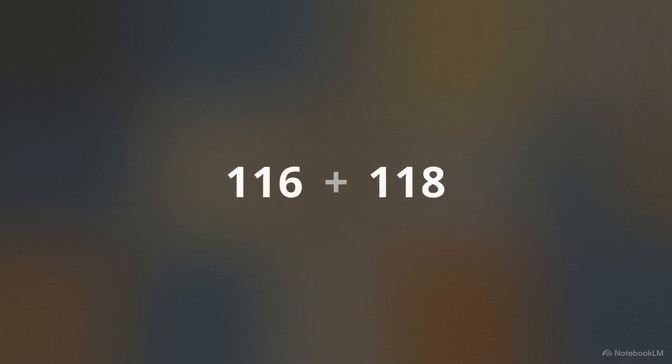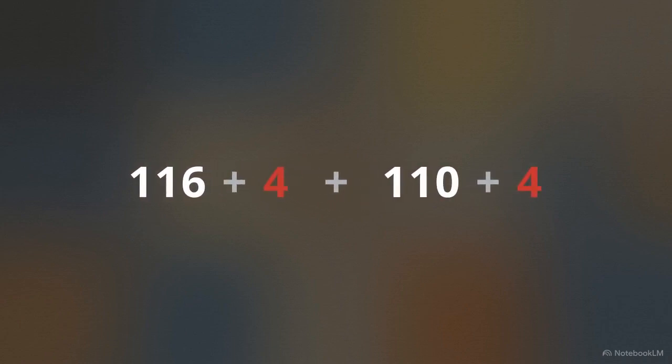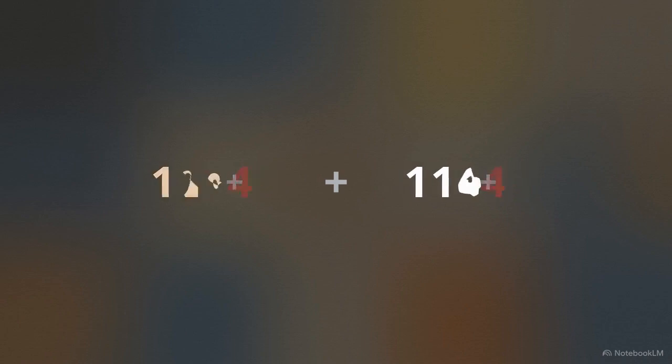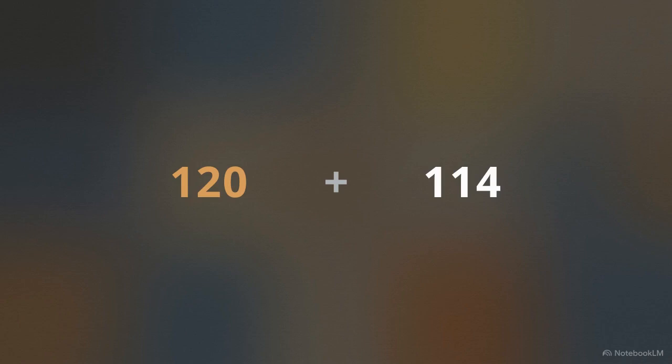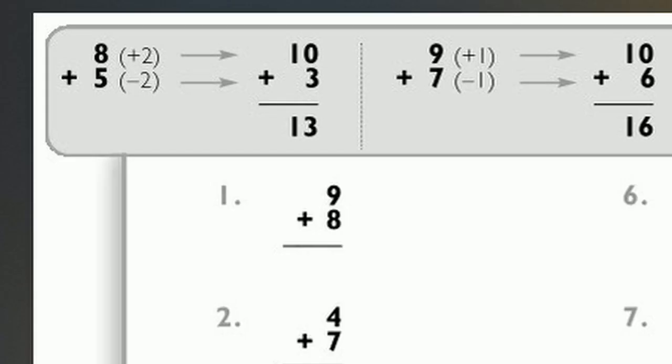Take 116 plus 118. When a clean 10 isn't there, you can create one by decomposing a number. If we take 4 from the 8 and move it to the 116, we create a round 120. That leaves us with a much simpler task, 120 plus 114. This strategy is known as compensation. You are subtracting a small amount from one number to round up the other, making the total easier to track.